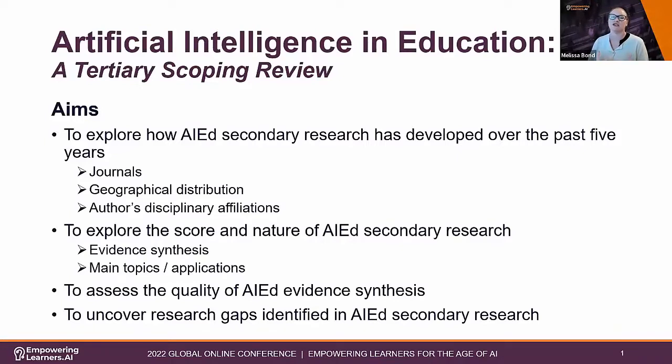So looking at things like journals, geographical distribution and disciplinary affiliation. We're looking into the applications and the main topics that have been talked about within these types of reviews, as well as the types of synthesis that have been conducted. So looking at, are they meta-analyses or are they bibliometric studies, for example? We're going to be looking at the quality of the syntheses that are happening, and we're also going to look at seeing if we can identify the research gaps that these other reviews have already identified and try and synthesize those. Sort of make it a one-stop shop in a way.